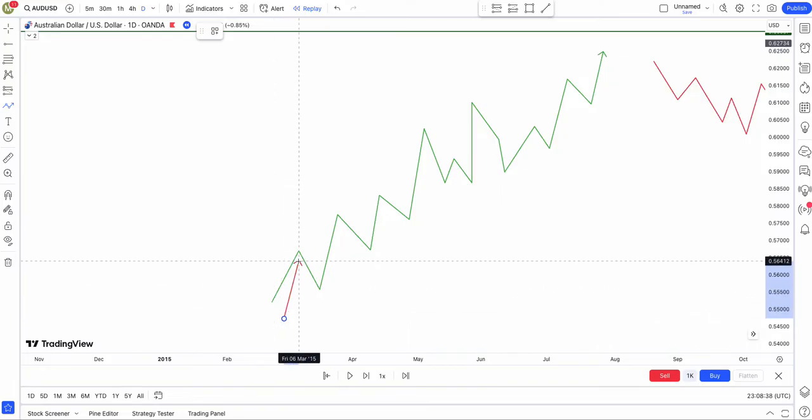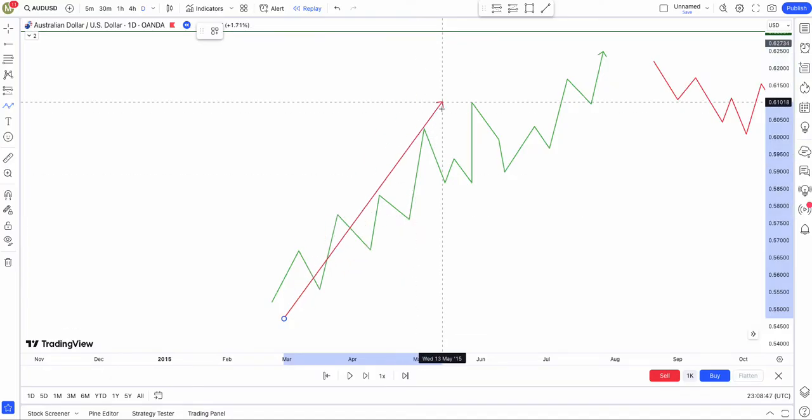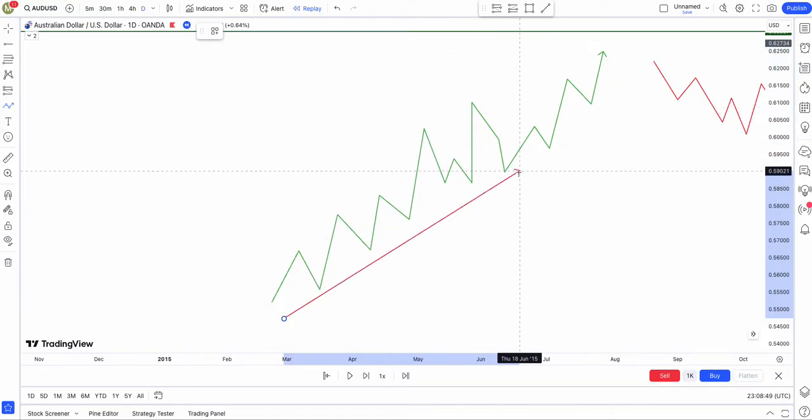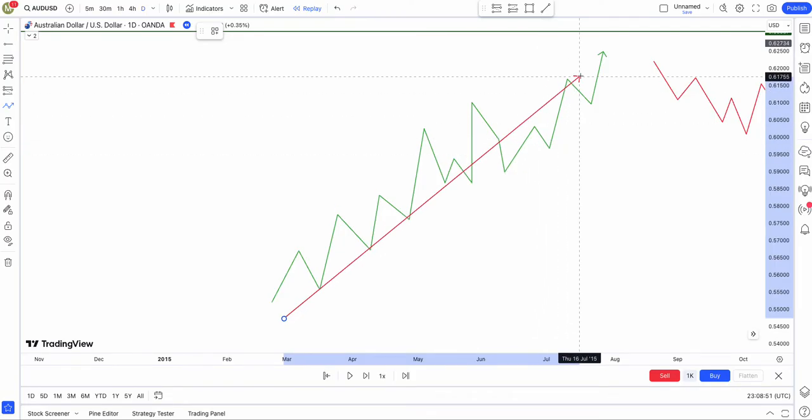Whenever we have an impulsive move of price moving upward, we're always going to see a retracement. So impulsive move, retracement, impulsive move, retracement, and so on and so forth.